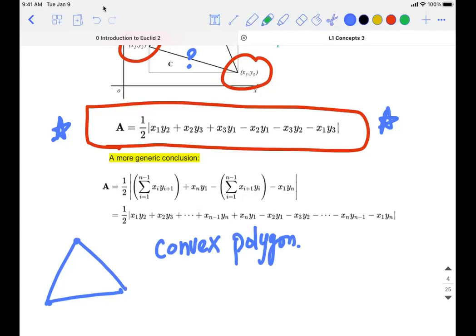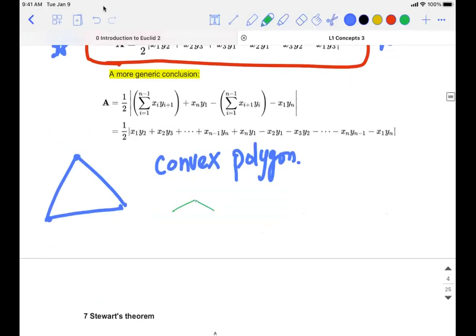What is a convex polygon? Convex polygon means, for example, if I take any side and make an extension on both ends, the entire shape must be on the same side of my extension. So something just like this is considered to be convex.